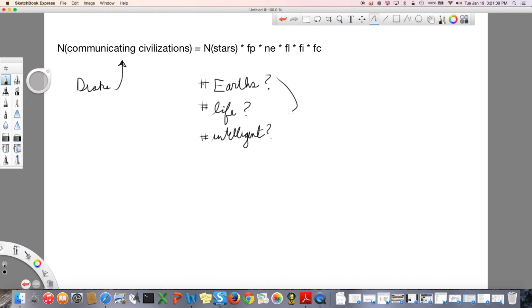We'll then take these numbers, take these things, and try to get out a value and figure out how many Earths there are in the galaxy, how many of those may have life, how many places there may be life, and how many civilizations there may be in the galaxy.